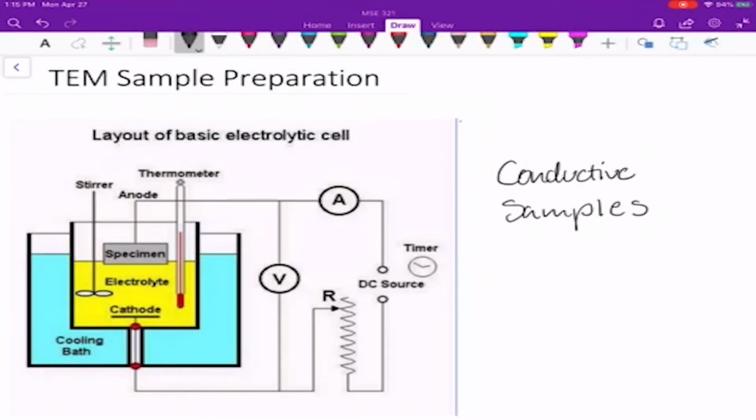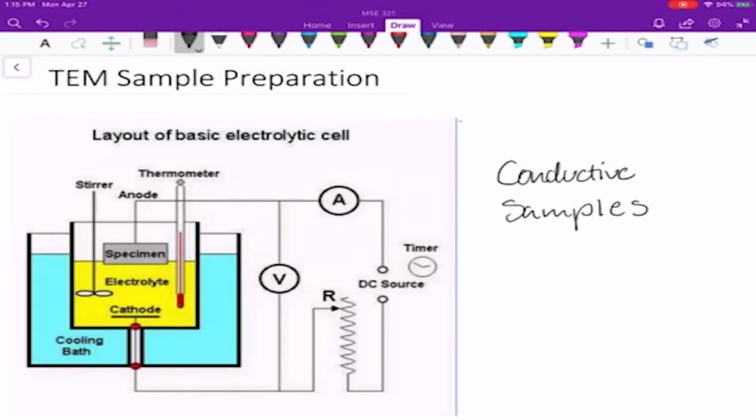To ensure imaging can be completed prior to sample destruction, careful sample preparation is required. Sample preparation varies depending on the type of sample being imaged. A lot of steps are required for successful sample preparation. To prepare conductive material samples like metals, electro or jet polishing is required to produce foils. This can be done through the use of an automated electropolisher.